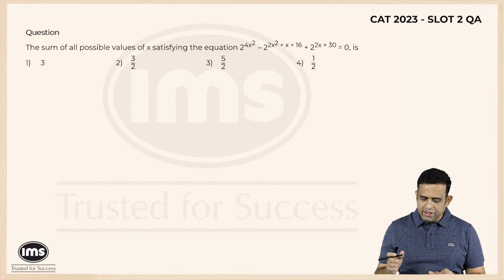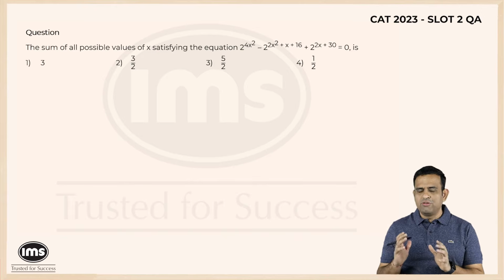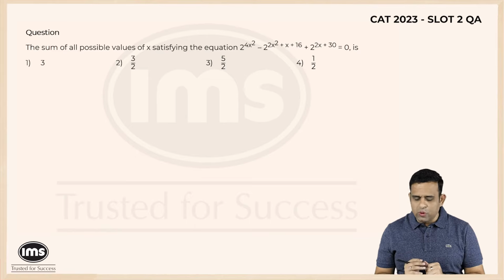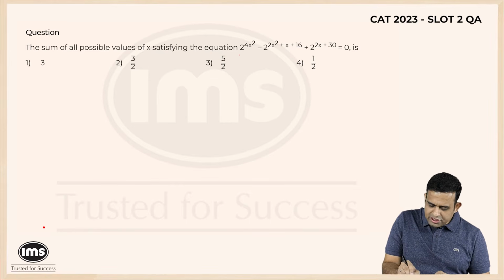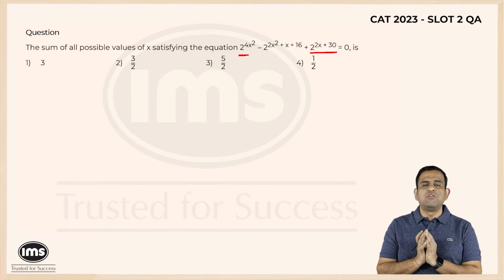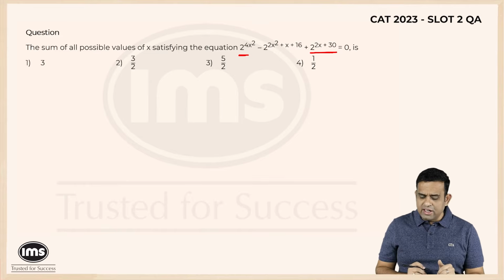So maybe over here we can try to express this in the form of something like a square plus b square minus 2ab and so on. If I look at the terms which are positive, can both of them be written in the form of something square? The answer is yes.